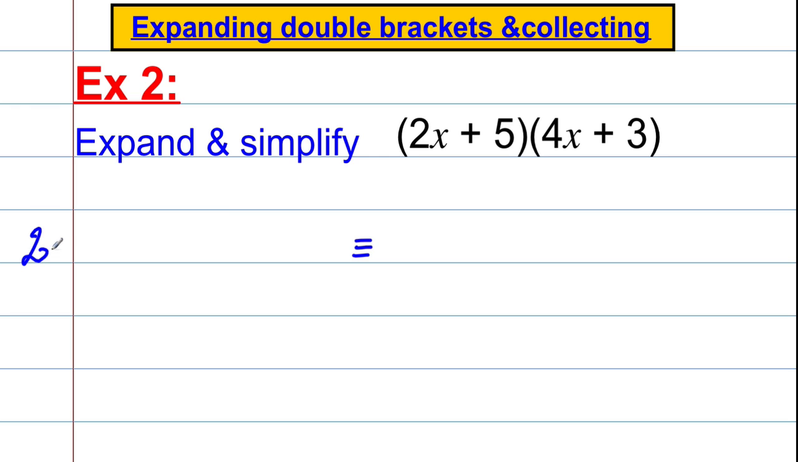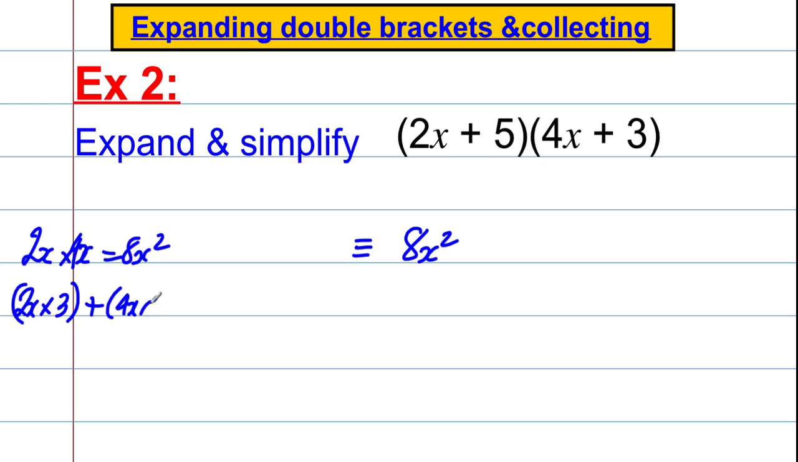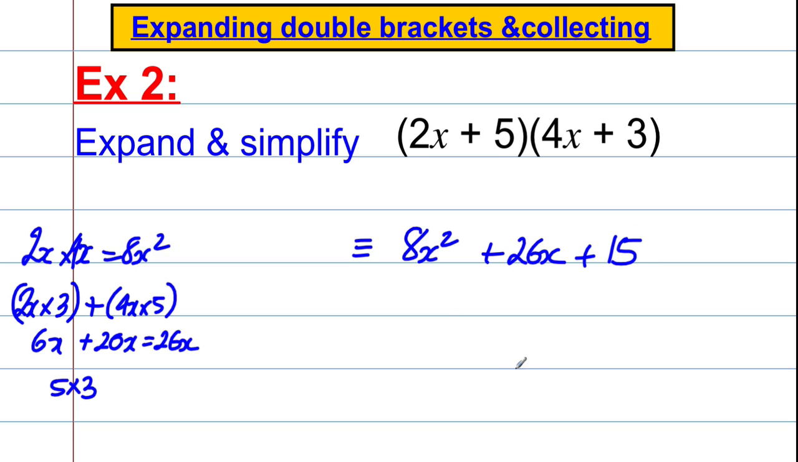Okay, so I would do 2x multiplied by 4x to give me 8x squared. So I know the first term is 8x squared. I would do 2x multiplied by the 3, and I would add to it 5 multiplied by the 4x, so 6x add 20x, which is 26x. So I would add 26x, and then I would do 5 multiplied by the 3, which would give me positive 15. Okay, and I could do that in my head.